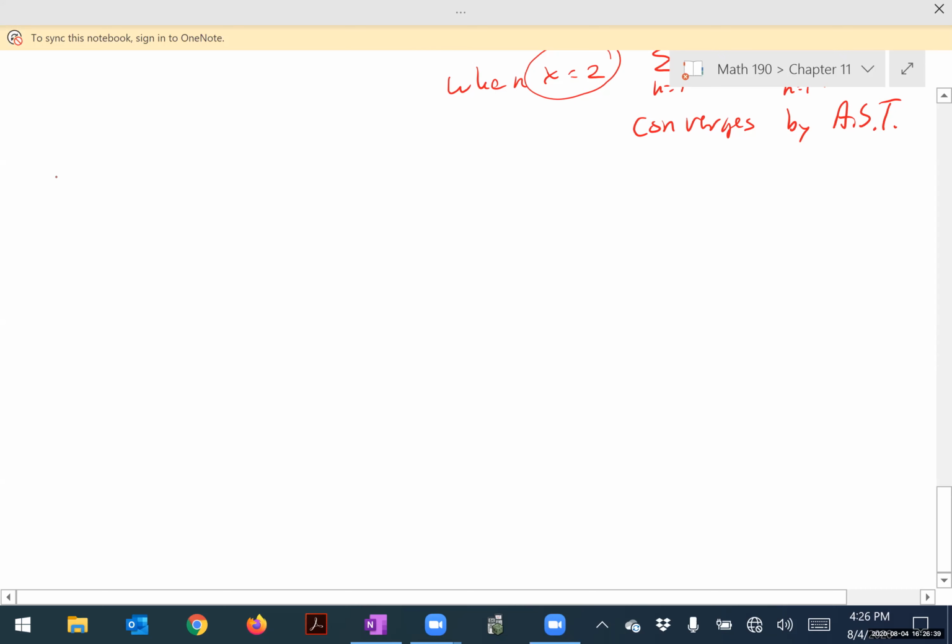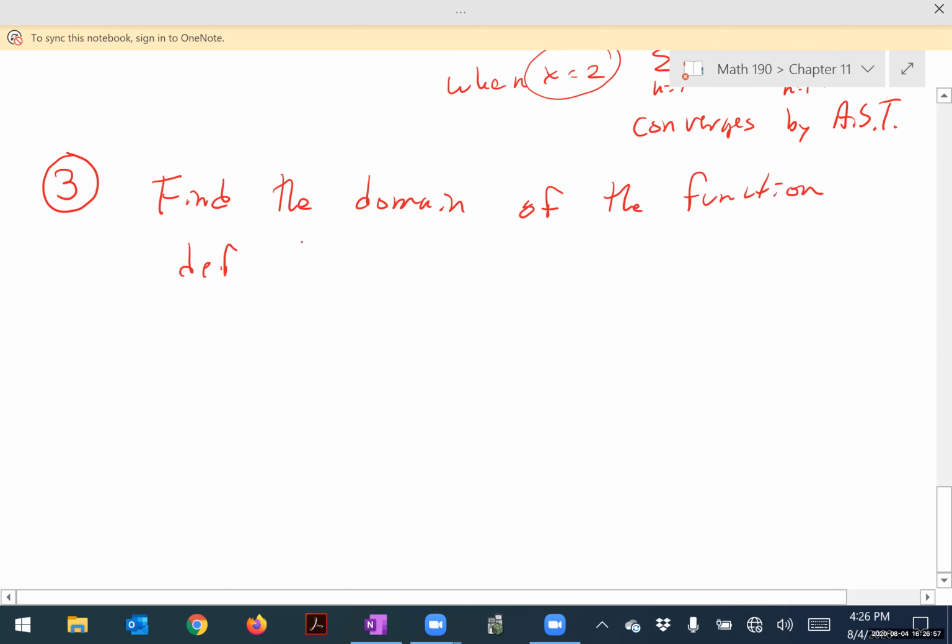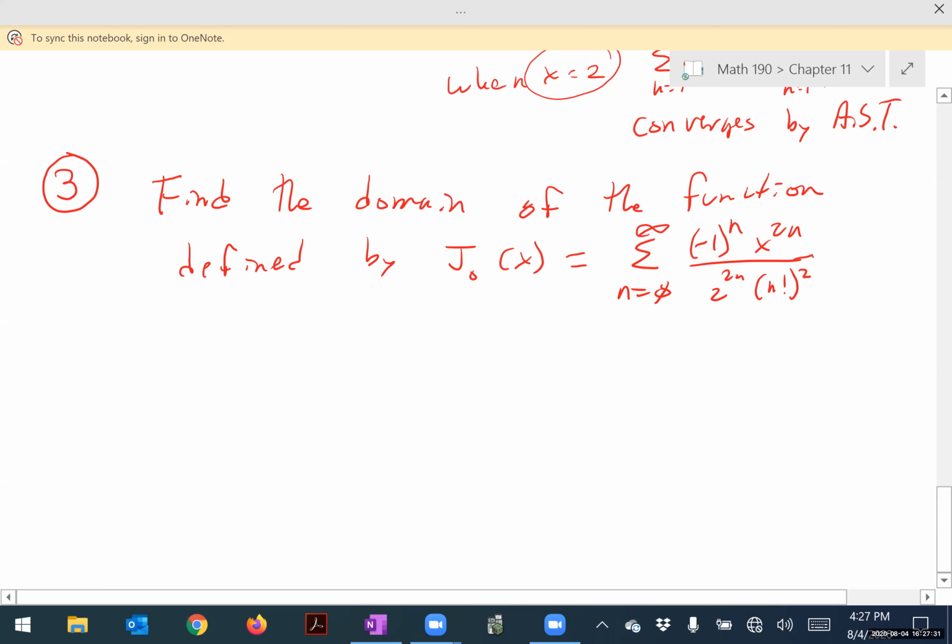Okay, number 3. Find the domain of the function defined by J naught of x equals the summation from n equals 0 to infinity of -1 to the nth power x to the 2n all over 2 to the 2n n factorial squared. That's the big one.